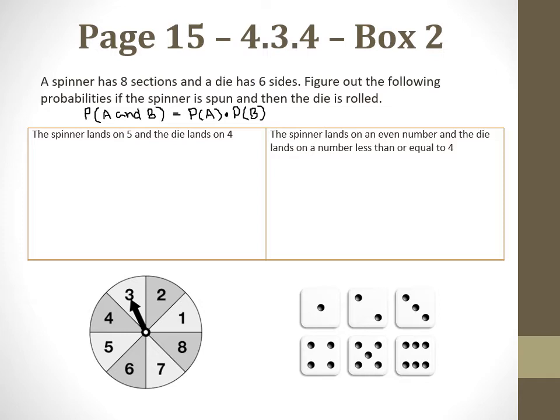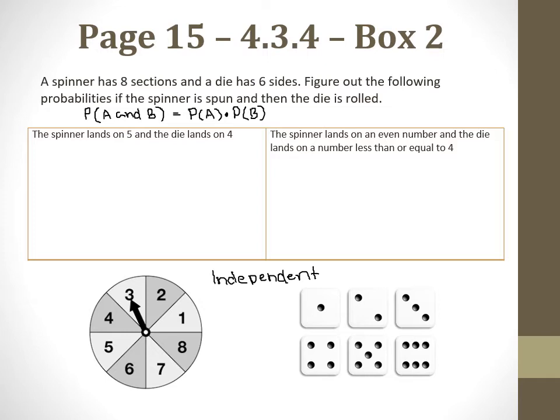And when we're spinning a spinner and rolling a die, these two events are going to be independent of one another. They don't influence each other in any way. Getting an 8 on the spinner doesn't change what you could get as an outcome for the die. So we don't have to worry about dependence just yet. But let's calculate some of these probabilities.